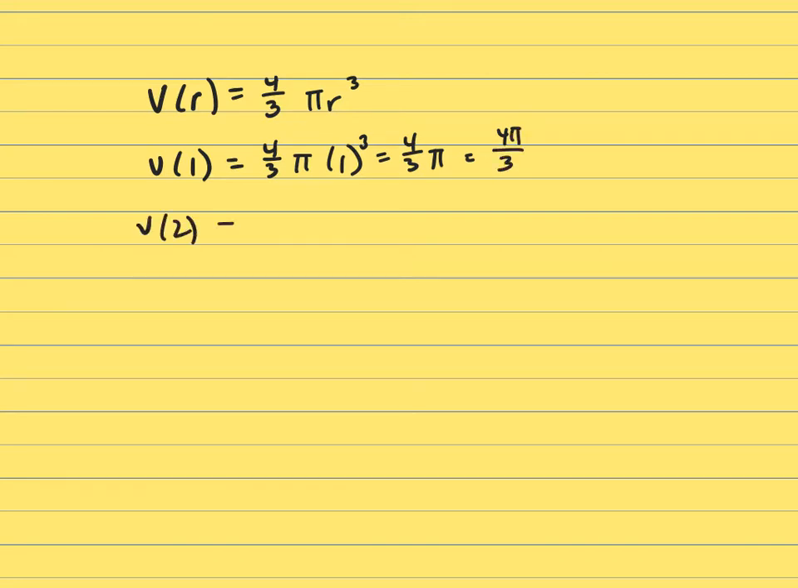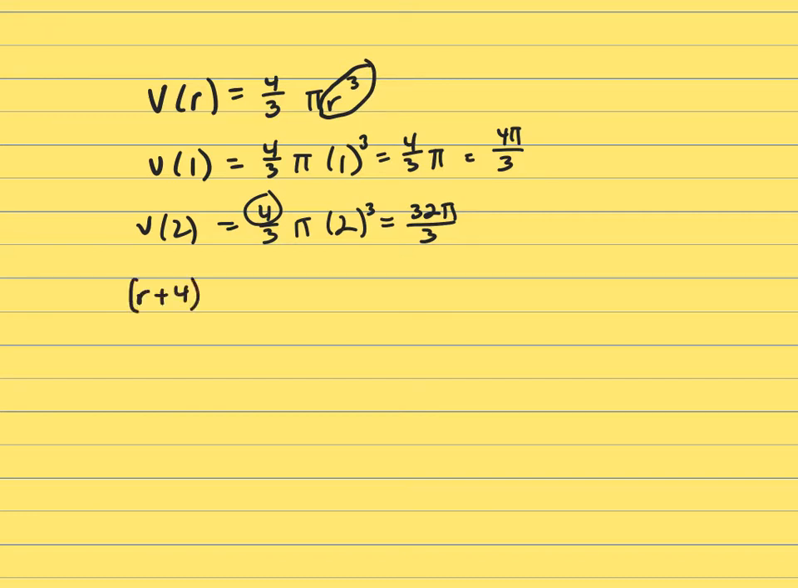And then v of 2 is going to be 4/3 pi 2 cubed. And 2 cubed is 8, and 8 times 4 is 32. So 32 pi over 3. And then r plus 4. Well, we're going to have to cube r plus 4. So let's just do that now.